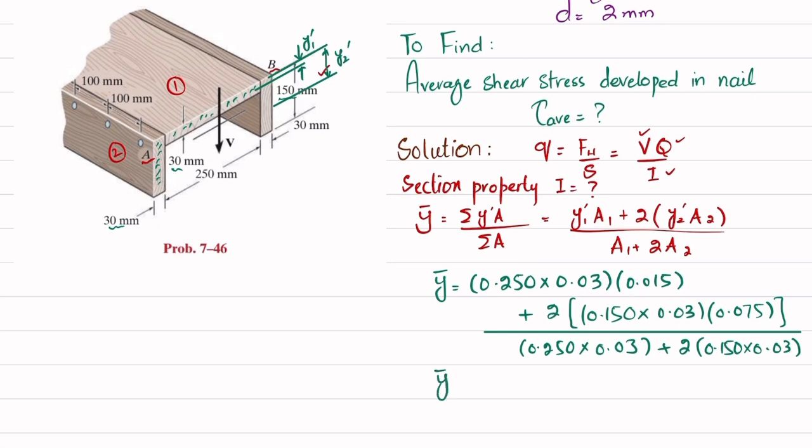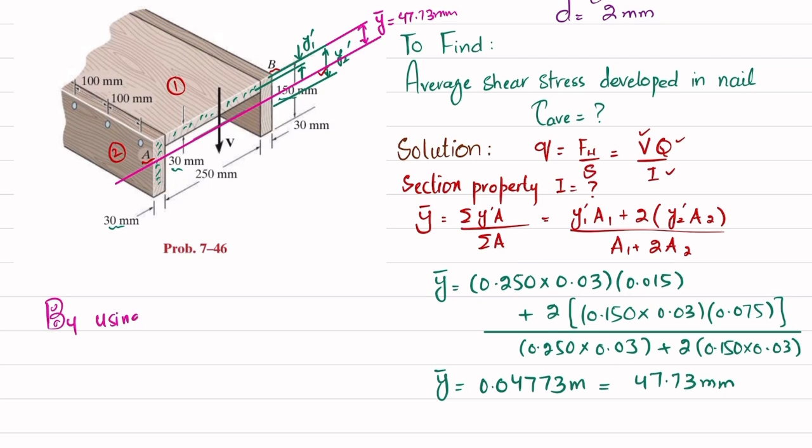So when you calculate it, you get y dash, the location of the neutral axis passing through the centroid, equal to 0.04773 meter, or 47.73 millimeter. What does it mean? It means that from the top, the centroidal axis will be this one. This distance from the top, y bar, is equal to 47.73 millimeter. Now you can find I, by using the parallel axis theorem.